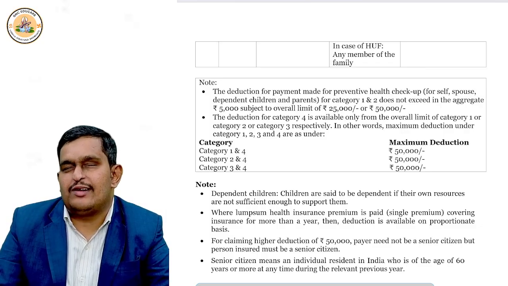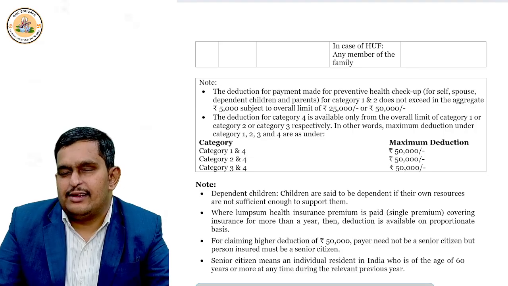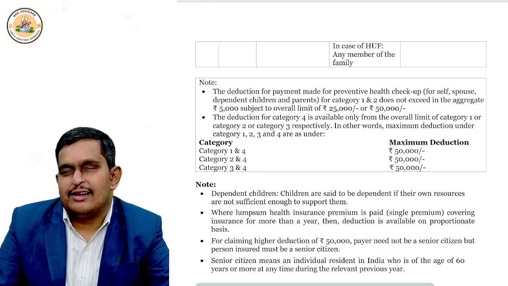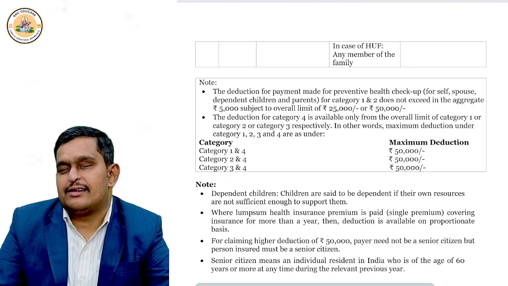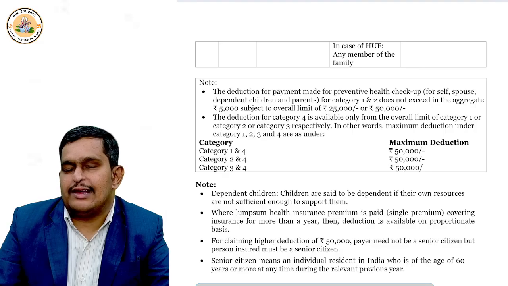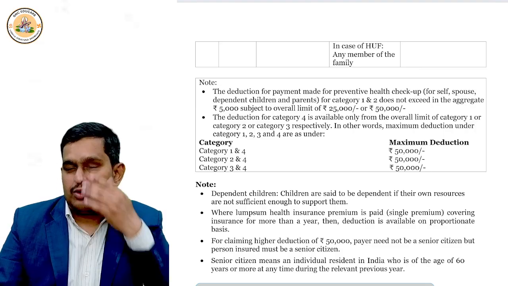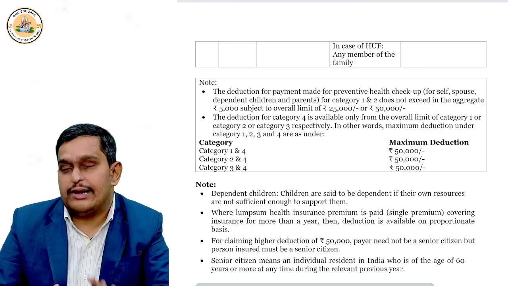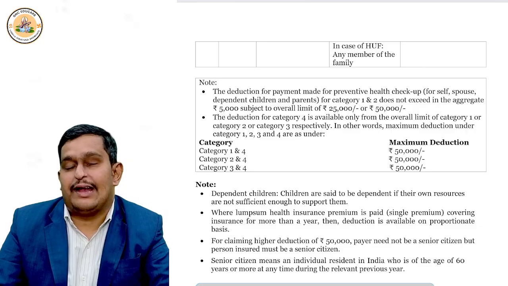So when you go and solve the problem, see that you divide the people into two categories, right? Hum do, hamare do, like that. And then parents. These are two categories, right? Category 1 gives for self, spouse, children, and category 2 gives for parents. So for both you will get the deduction, that you have to remember. Don't get confused. Okay? Right.